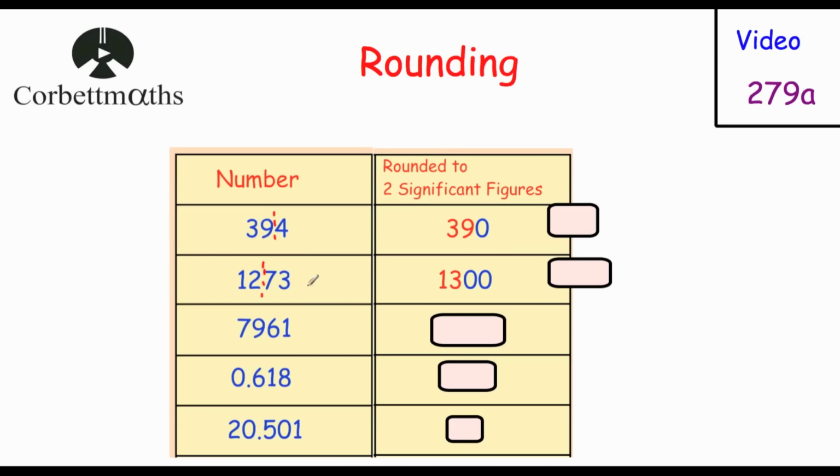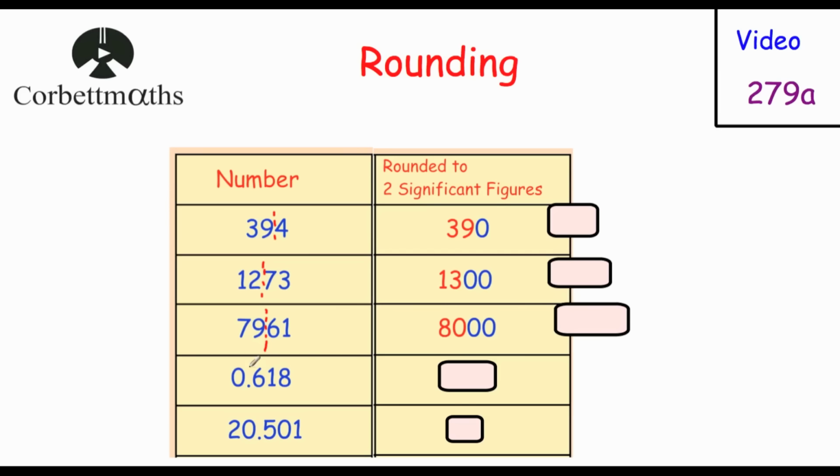Next, I've got 7,961, and I want to round it to 2 significant figures, so I'm going to want to have 2 digits at the front followed by zeros. Now I've got a choice here. It could either be 7,900 or going up would be 8,000, where it was 80 and then followed by zeros. Because this is 6, we're going to round up, so that means we're going to round up to 8,000. So our answer would be 8,000.